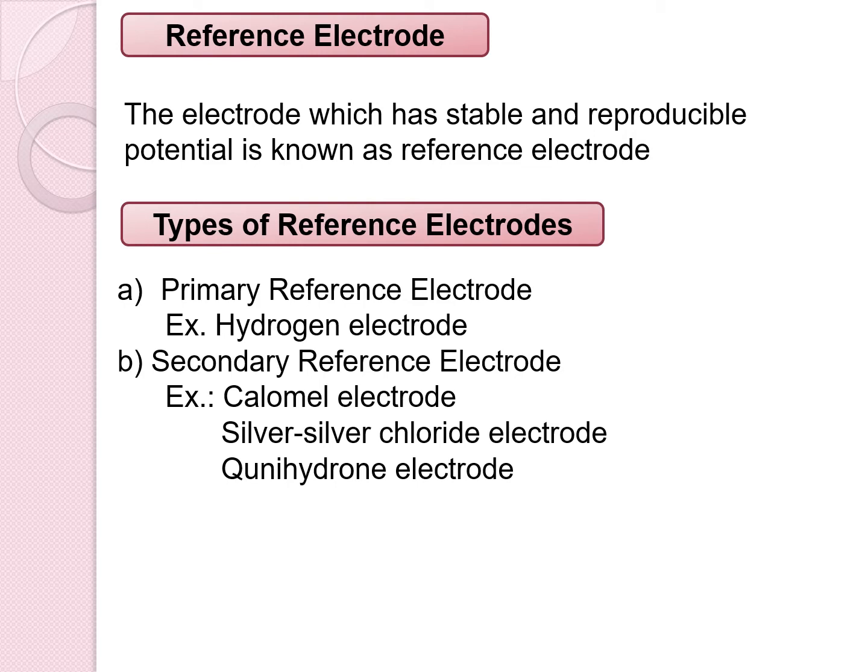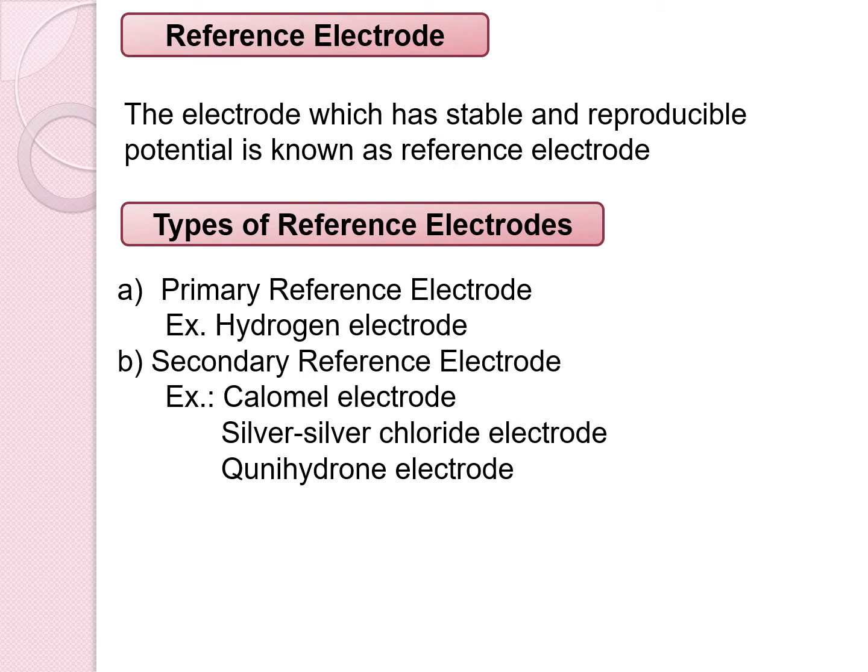Means here we can say the electrode which has a known, stable and reproducible potential is known as a reference electrode. Now in this reference electrode, we have two types, primary reference and secondary reference. The example of primary reference is the hydrogen electrode, while secondary reference electrodes are the calomel electrode, silver chloride electrode, quinhydron electrode, mercury sulfate electrode, then mercury oxide electrode. So why are there these two types?